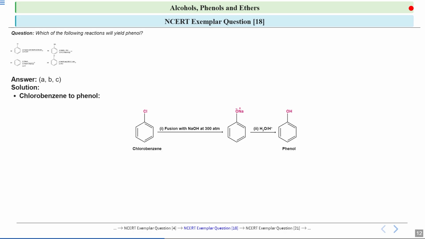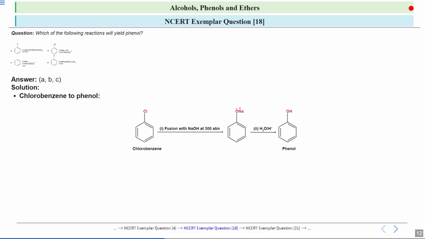Now this process is famously known as Dow's process. What happens in this process? NaOH is a base, so it gives Na+ and OH- ions. Now this OH- ion will abstract one hydrogen from this position. You know that chlorine is a poor leaving group, so to make this chlorine leave you need harsh conditions, that is, high temperature and pressure. Then only this reaction will proceed further.